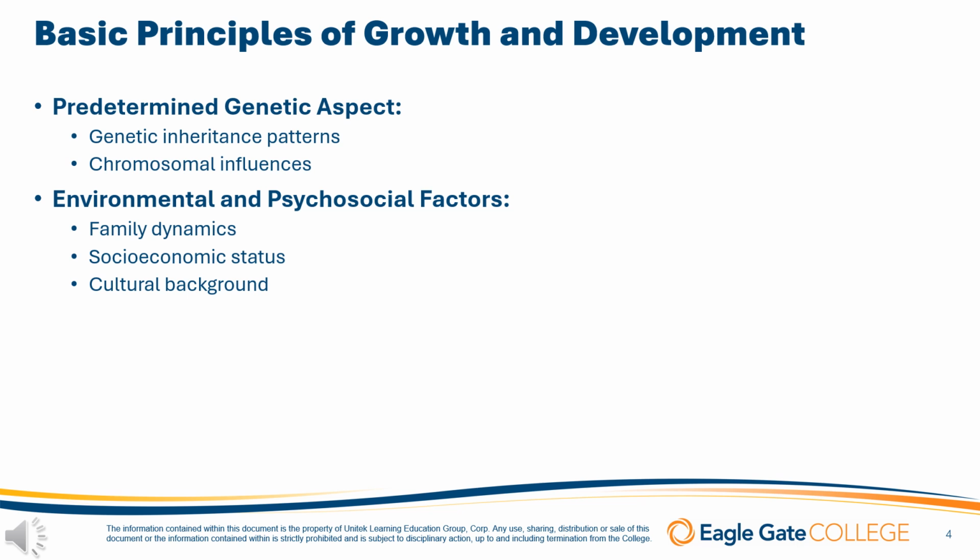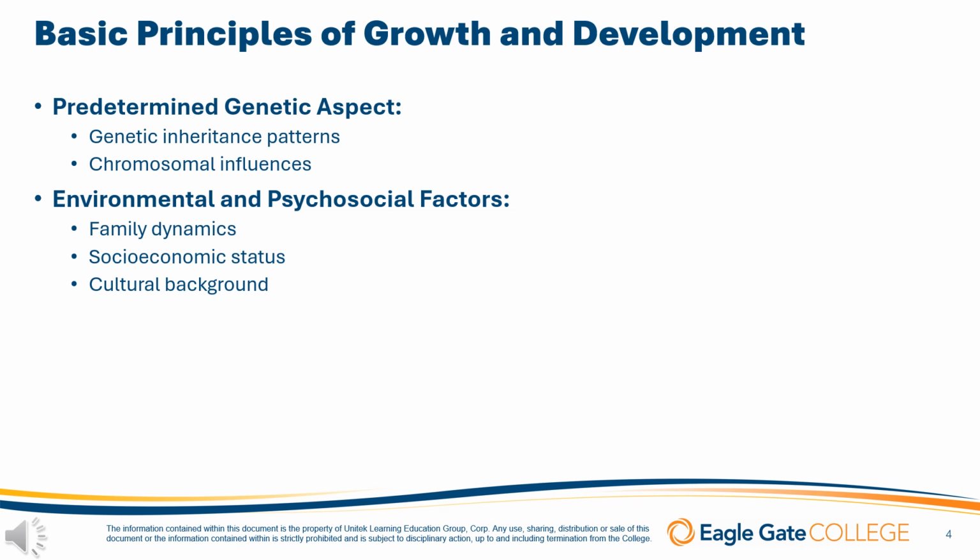While genetics play a crucial role in growth and development, environmental and psychosocial factors are equally important. These factors can either support or hinder a child's growth and development. The family is the first social environment that a child interacts with, and it plays a pivotal role in their development. Supportive family relationships can foster a sense of security and self-worth, encouraging healthy emotional and social development.